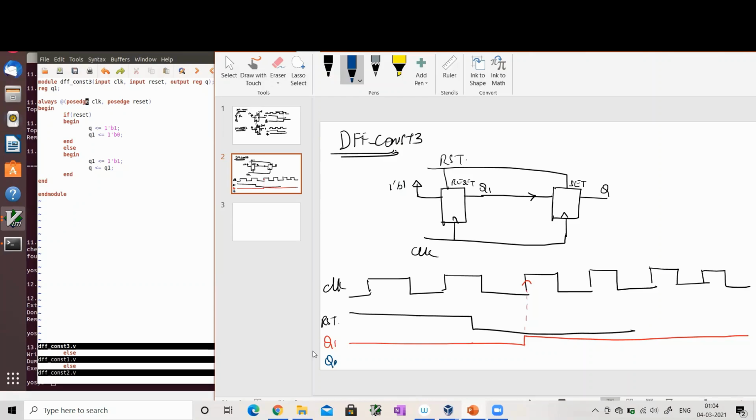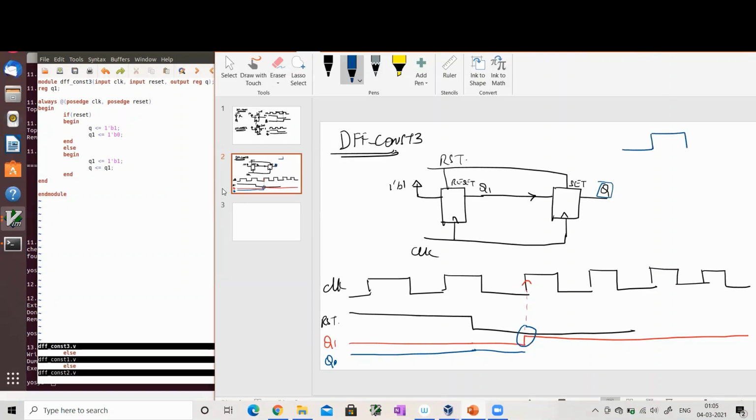Let's look at what is going to be Q. Q is a set flop. Upon reset, it's going to go to logic state 1, because reset is acting like a set, as Q goes to 1 upon reset. On this edge of the clock, what will happen? Will Q remain 0 or 1? This portion we need to understand thoroughly. Let us zoom in on this portion.